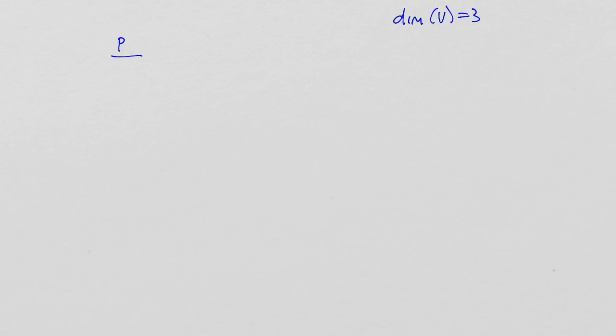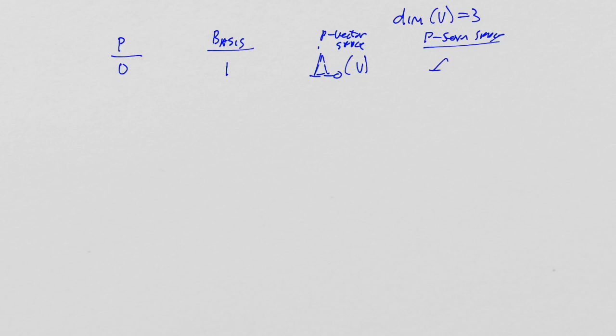For p equals 0, the basis of the 0th exterior power, the p vector space, or the p form space, will look like this. The basis is simply the number 1, right?